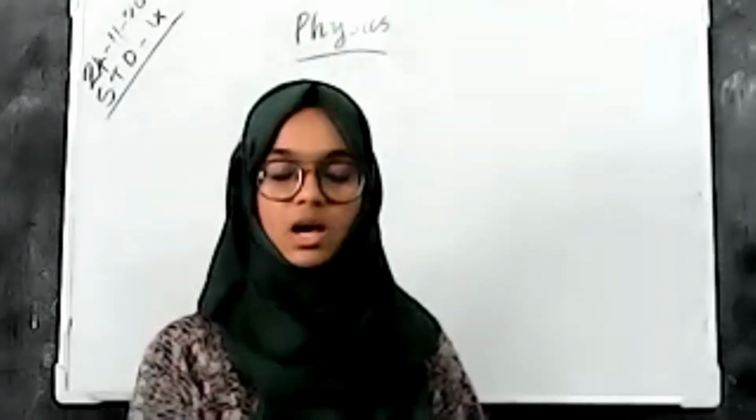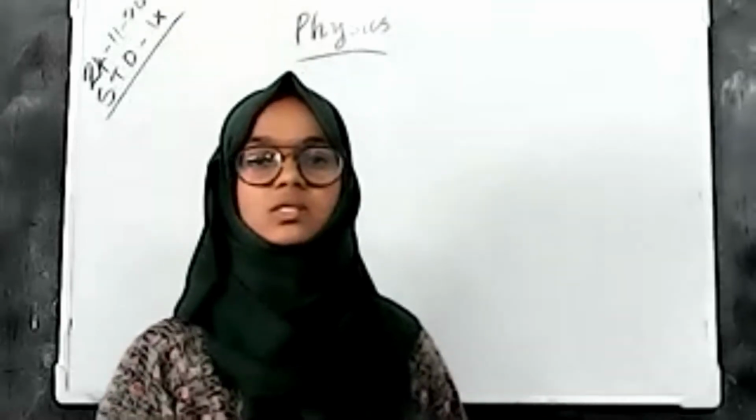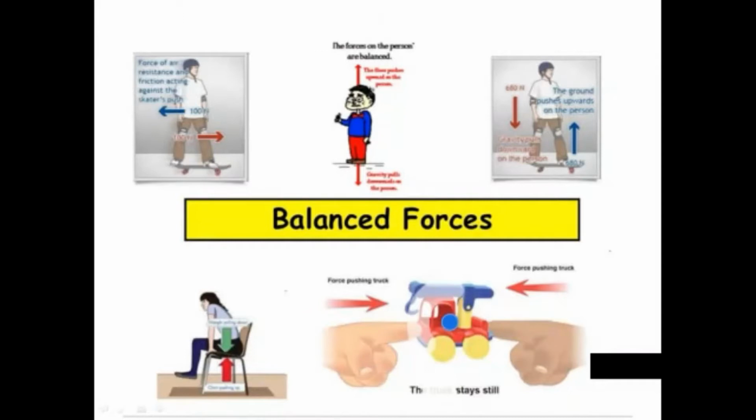For discussing this, we have some images. First of all, let's see what the images are. In this figure, we can see a boy standing on a skating board, and a girl who sits in a chair and tries to push the chair, and a toy car. There are two thumbs giving force on that toy car, and this is a balanced force.